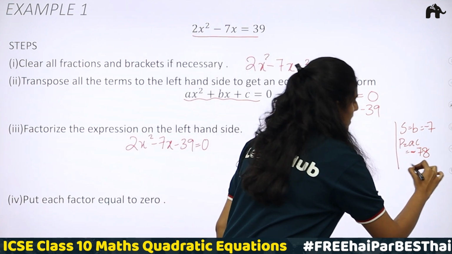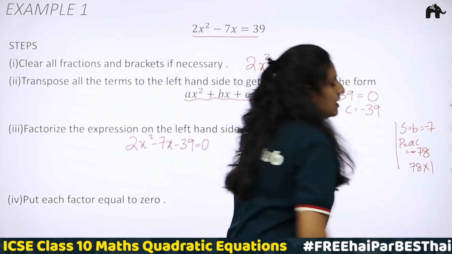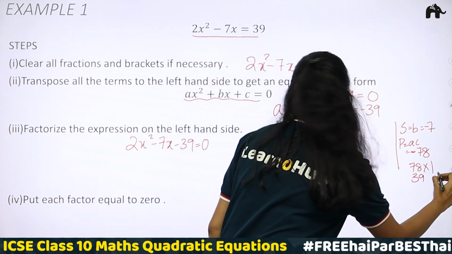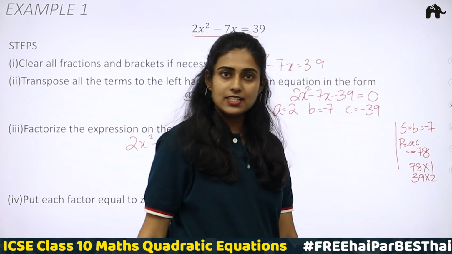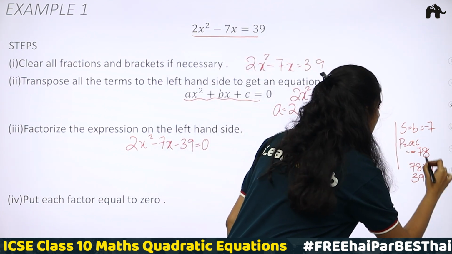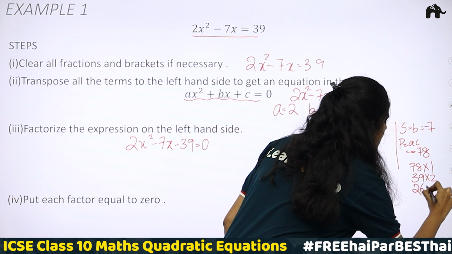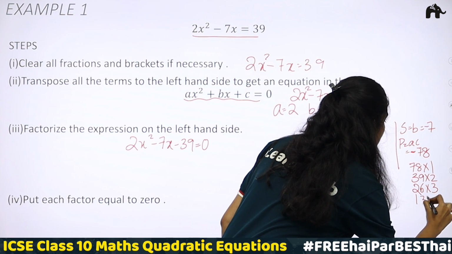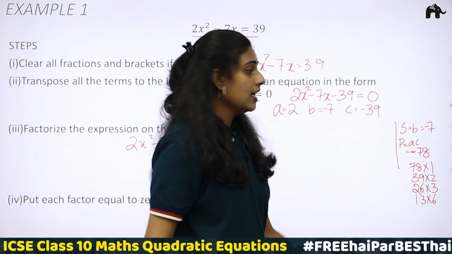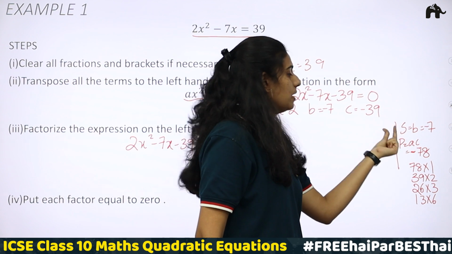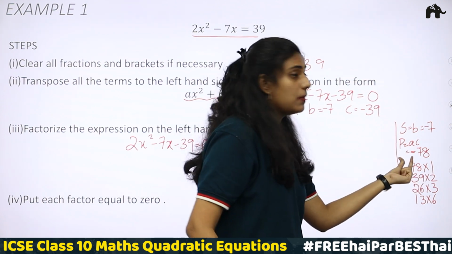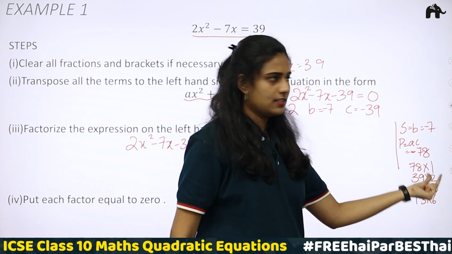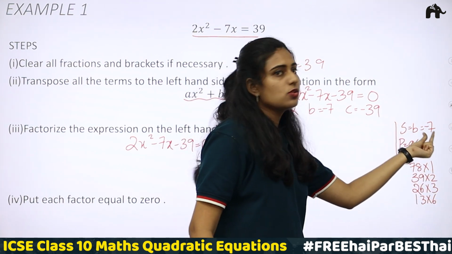To get 78: 78 into 1 is 78. Then 39 into 2 is 78. After that, 26 into 3 is 78. Then 13 into 6 is 78. Here we have product negative. When do we get product negative? We have to multiply a negative number and a positive number. Only then the product will be negative. What about the sum? Sum is also negative.